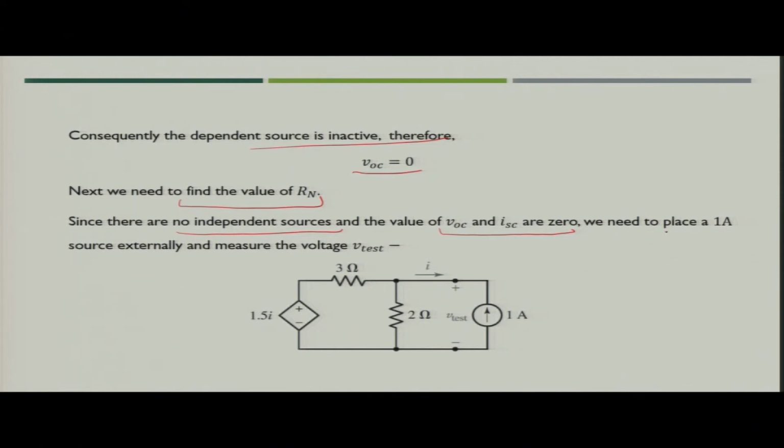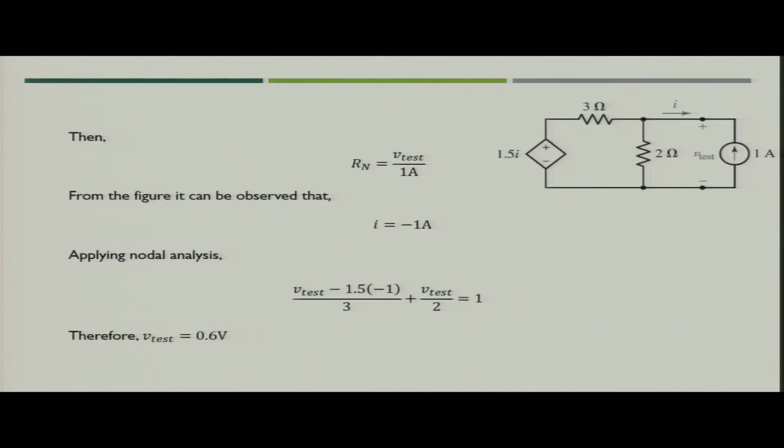So, to find out the value of Norton's resistance, we just place a 1 ampere source externally and measure the voltage across the terminals. Let us say the voltage across the terminals is V test, and we apply a 1 ampere current source across these two terminals and find out the value of V test. Now, the value of Rn, that is Norton's resistance, would be V test divided by 1 ampere, that is the equivalent resistance, simply the input resistance which you see from these two terminals. Now, if you see the figure, you can observe that the value of I is nothing but minus 1 ampere, because both are in opposite direction. So, current I would be minus 1 ampere.